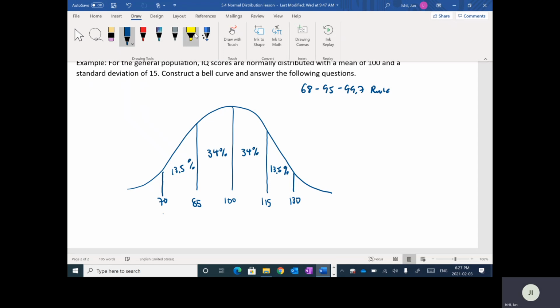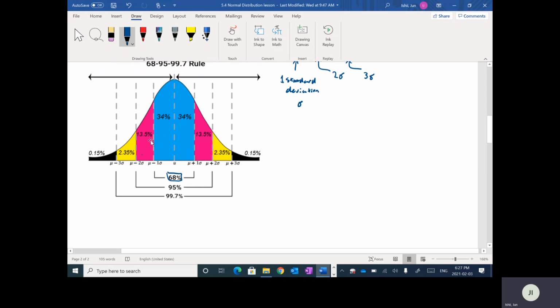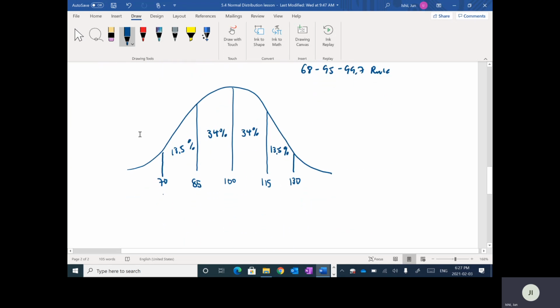Okay, so that's how we get those numbers in the previous graph here. So if you notice here, it says 13.5 and 13.5. All right, now I'm going to do the same thing to get these 2.35%. So I'm going to mark this off again to here and here, and we'll call this 145. This would be 55. Right, so I'm just subtracting 15 and adding 15 on both sides.